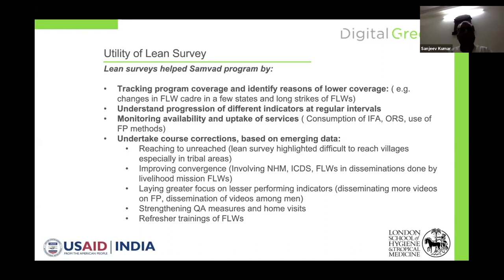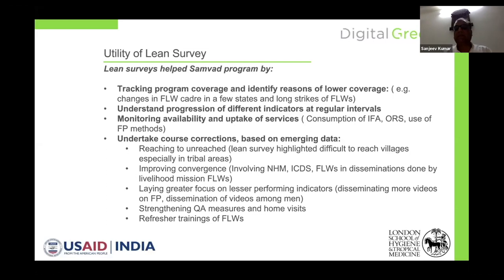So, Samvad lean surveys in the Samvad program have been quite useful. These lean surveys have helped track the program coverage and also helped identify regions of lower coverage. For example, in the exposure slides for Bihar and Jharkhand, we saw in the graphs when Liz was presenting that there has been a slight decline in the exposure level in the last round.